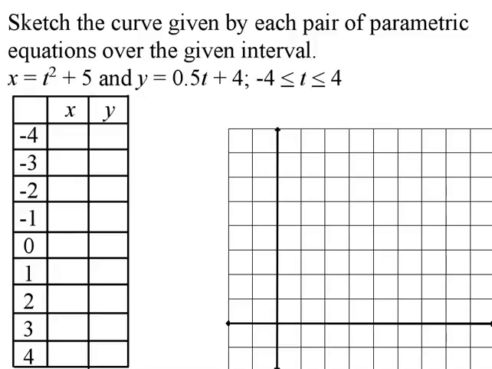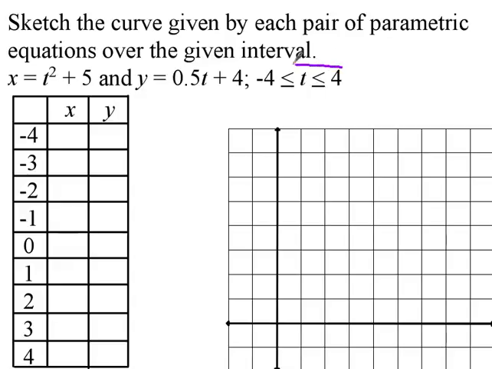Up here you're going to notice it says sketch the curve given by each pair of parametric equations over the given interval. Where I get that table, it's not going to give you a table. It's not going to give you this table at all. I just went ahead and had this in there so that we'd have something to follow. They give us that x equals t squared plus 5 and y equals 0.5t plus 4.